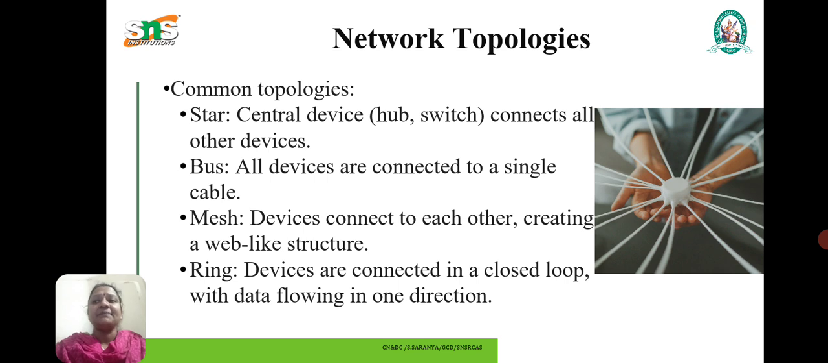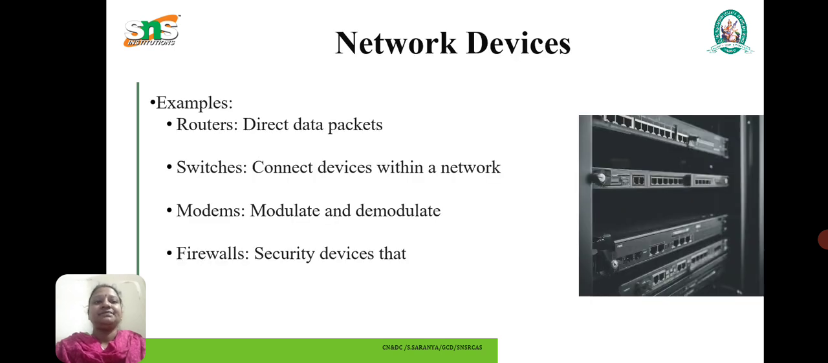Fourth one is ring. Devices are connected in a closed loop with data flowing in one direction. Each device acts as a repeater, regenerating the signal and passing it on to the next device in the ring. While reliable, this topology can be less scalable, as adding or removing a device interrupts the flow of data. Next one is network devices.